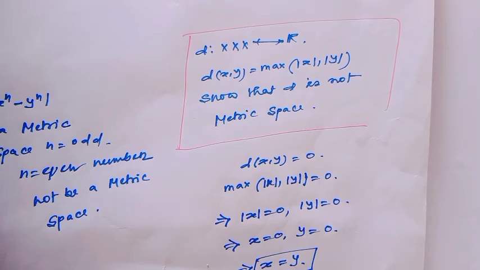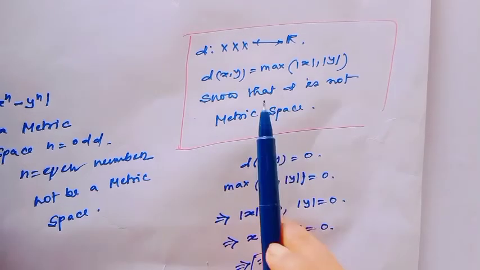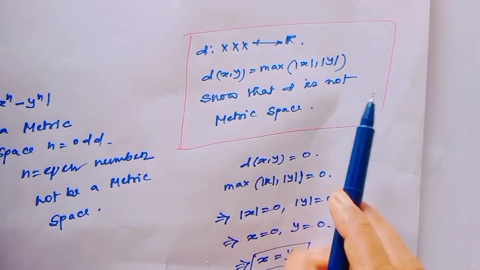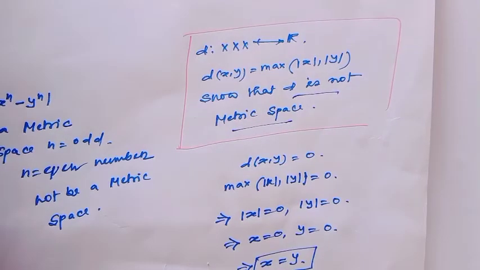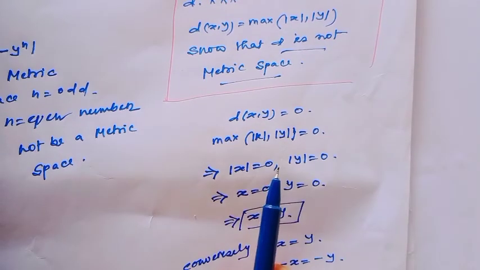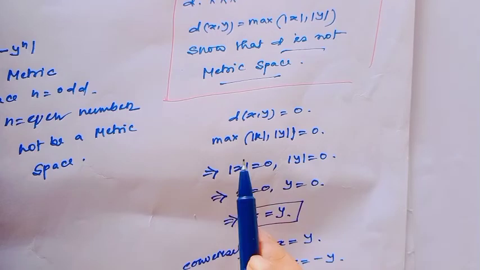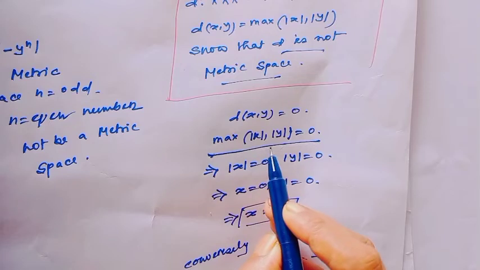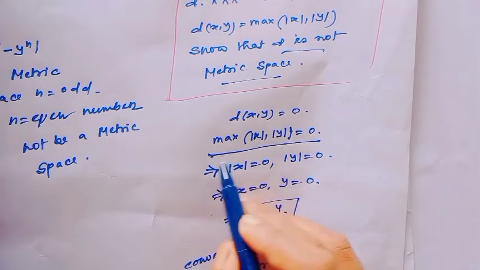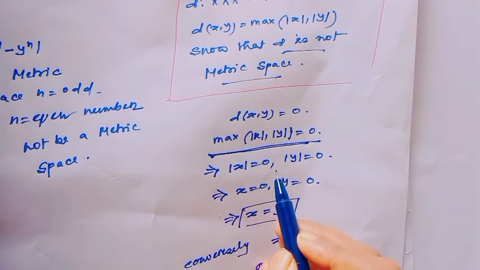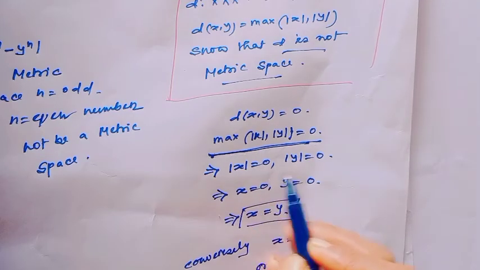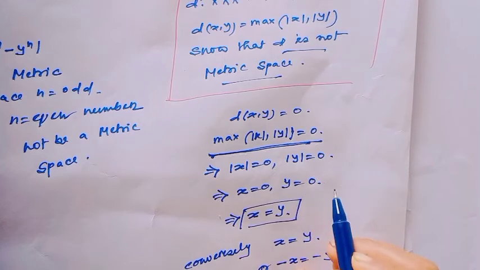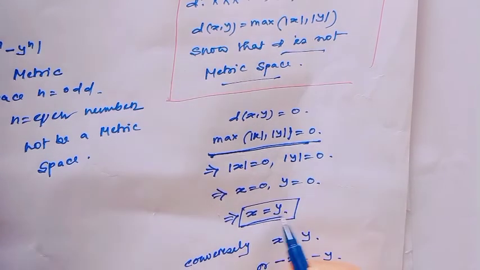Now consider another metric space. d is a metric from X to X, and the metric is defined as d of xy equal to maximum of absolute value of x comma absolute value of y, and show that d is not a metric space. d is obviously not a metric space here also, because d of xy equal to 0 implies maximum of mod x comma mod y equal to 0, that means mod x equal to 0, mod y equal to 0, and mod x equal to 0 implies obviously x equal to 0, and mod y equal to 0 implies y equal to 0. That means that implies x equal to y.